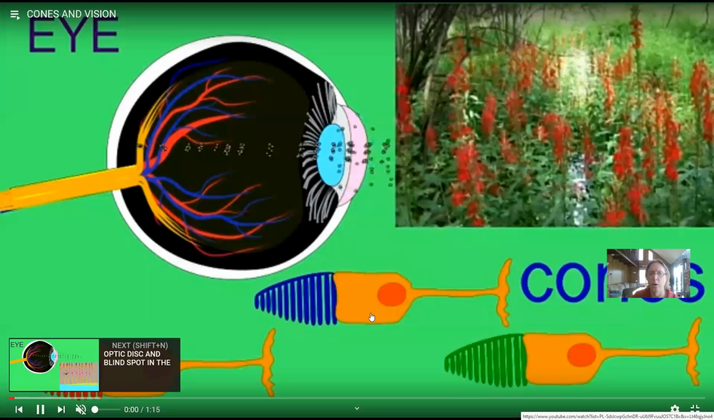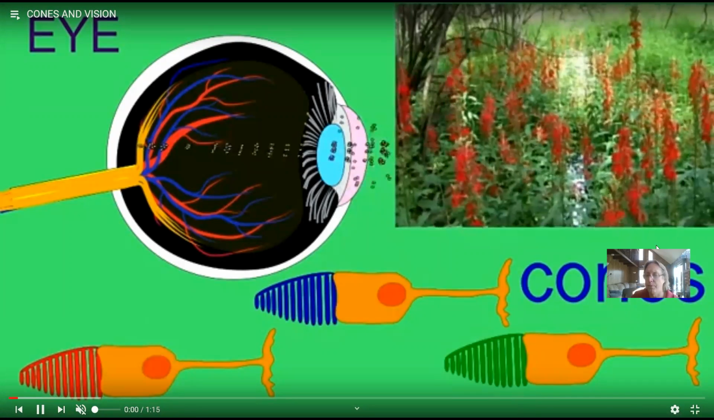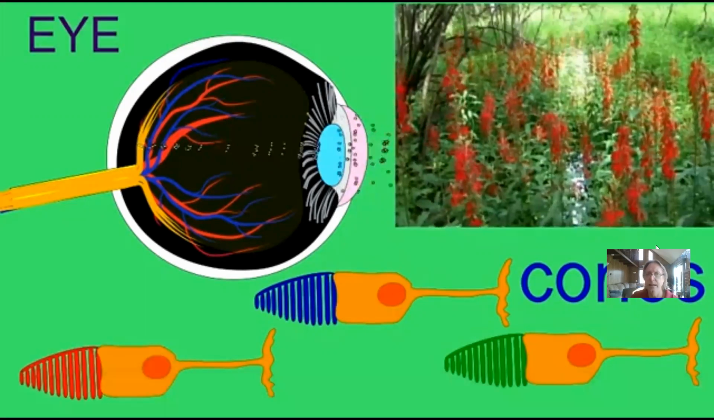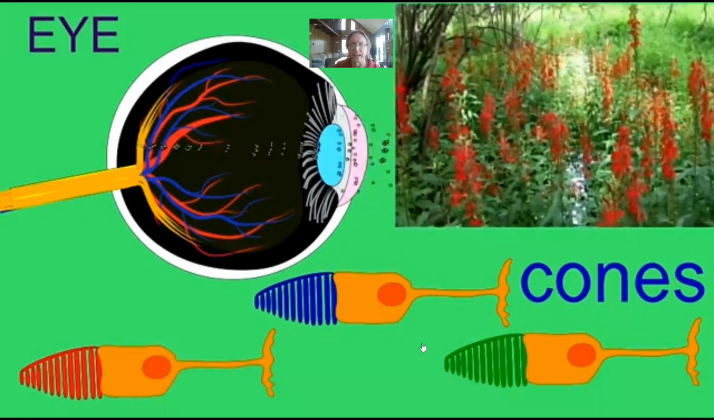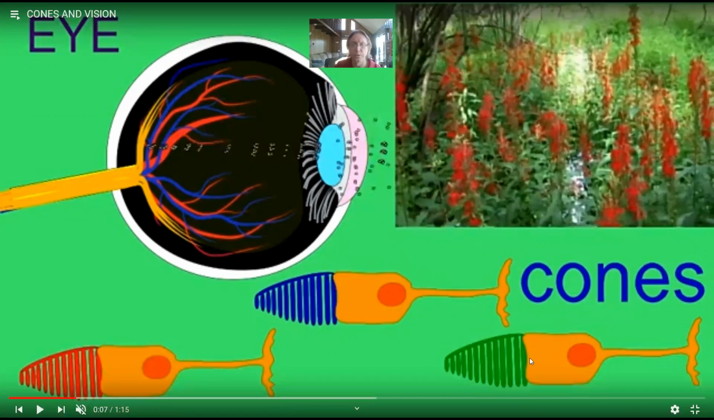There is a second type of photoreceptor called cones because of the outer segment having a cone shape. And there are three different kinds of cones. One is maximally sensitive to blue light, one to red, and one to green. Now, there's no magic number of cones, and organisms vary. So a lot of things can see ultraviolet that we can't.